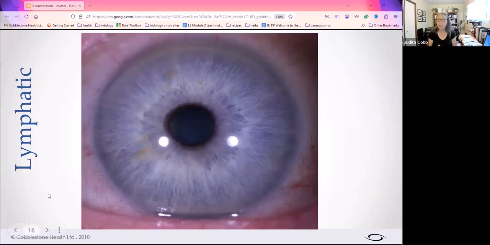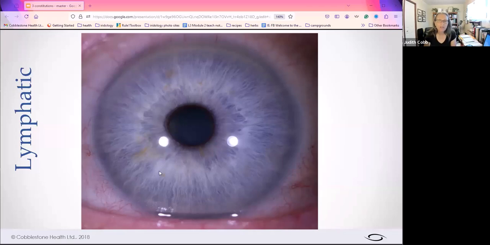So, lymphatic. Most people would recognize this as being a blue eye. I want to underscore that with lymphatic, that is the key thing we're looking for. We're looking for some blue in the iris, and we're looking for fiber structure. If we see these threads in the eye and we see some blue, it doesn't need to be as blue as this eye, we know we have a lymphatic constitution.